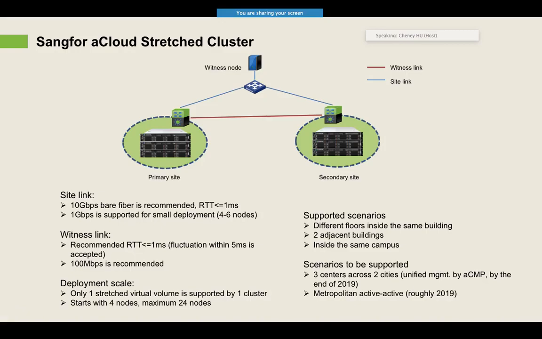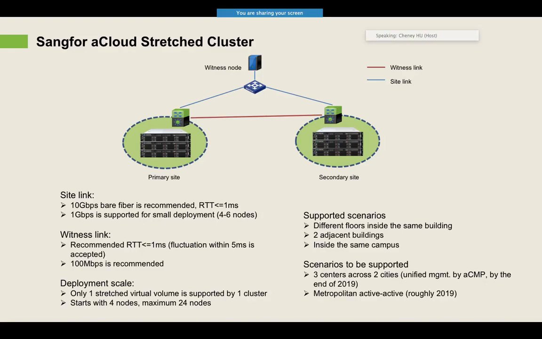It's just the beginning. We will keep optimizing stretched cluster based on aCloud. Within this year, we are going to support metropolitan active. That means we will be supporting deploying stretched cluster inside 1 city, maybe dozens of kilometers between two sites. For that situation, we will be supporting it in the coming months. And we will also be supporting 3 centers across 2 sites, complementing our disaster recovery.